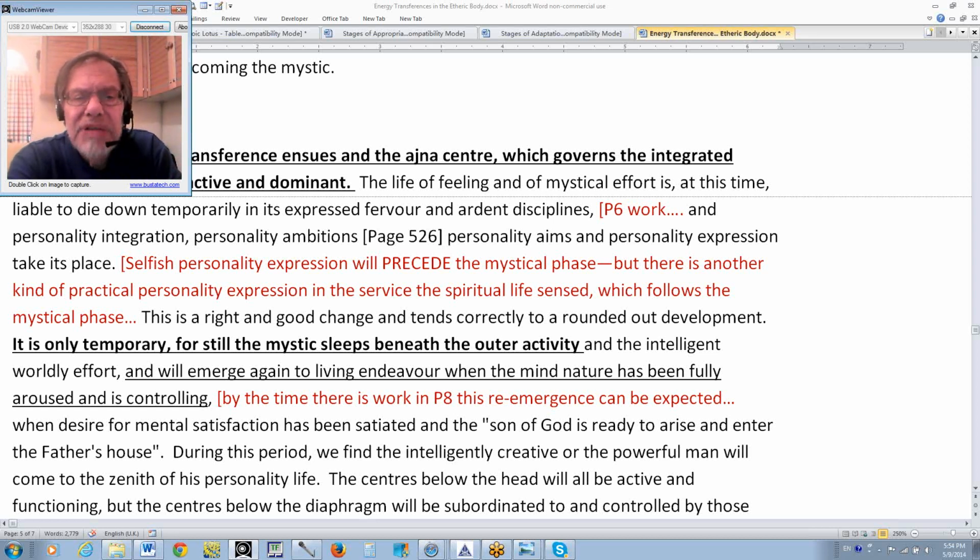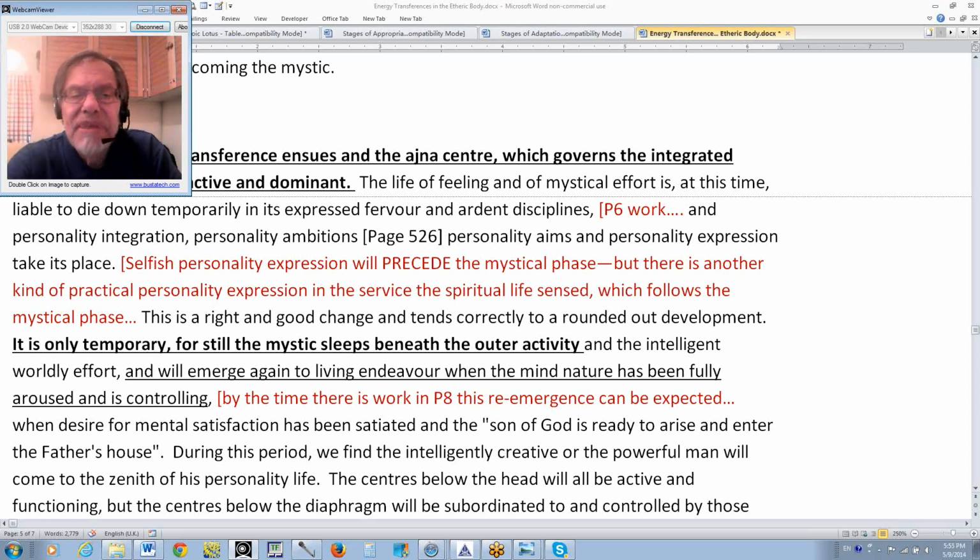When desire for mental satisfaction has been satiated, which quite a bit can be done in the Virgo petal, I would say, and also in the fifth petal, even from the time of the third petal, there's a lot of concrete mental things that can be learned there. But with a knowledge petal of the mental group of petals, there's a lot of acquisition of knowledge.